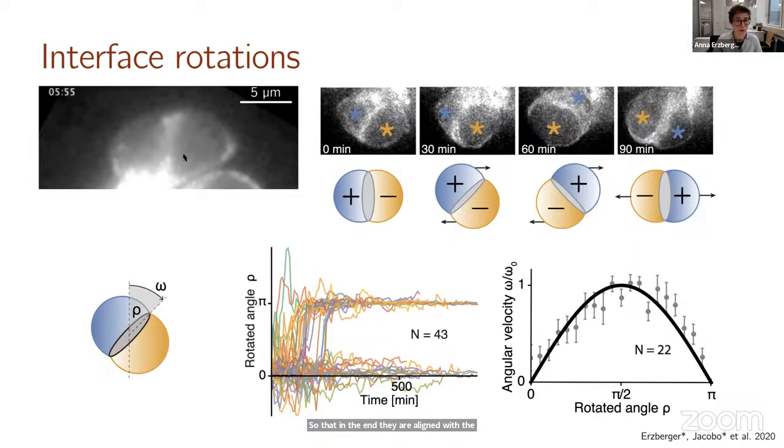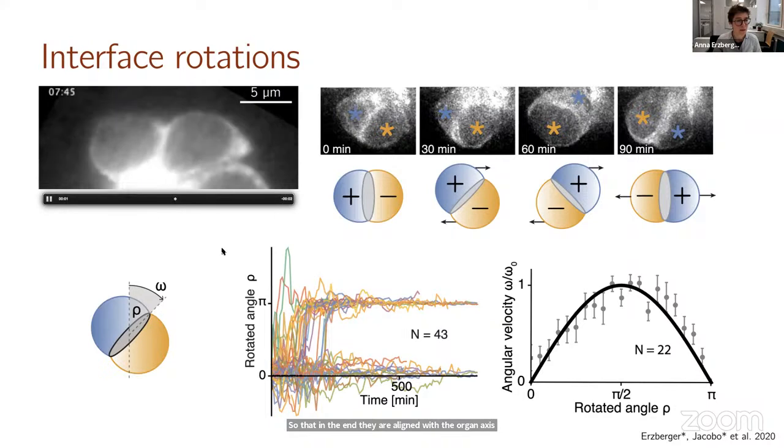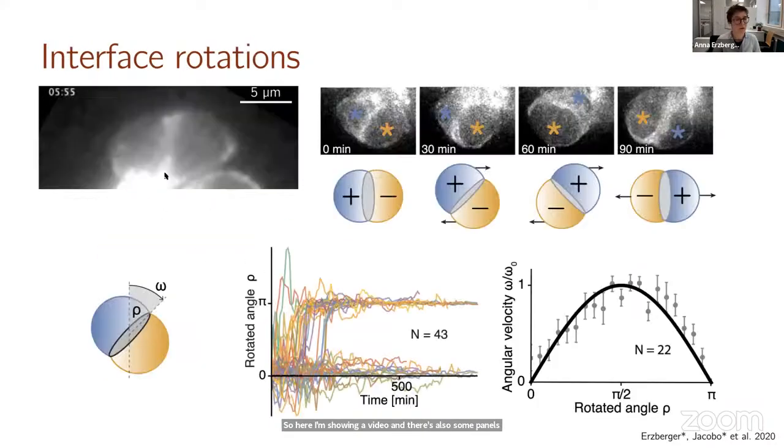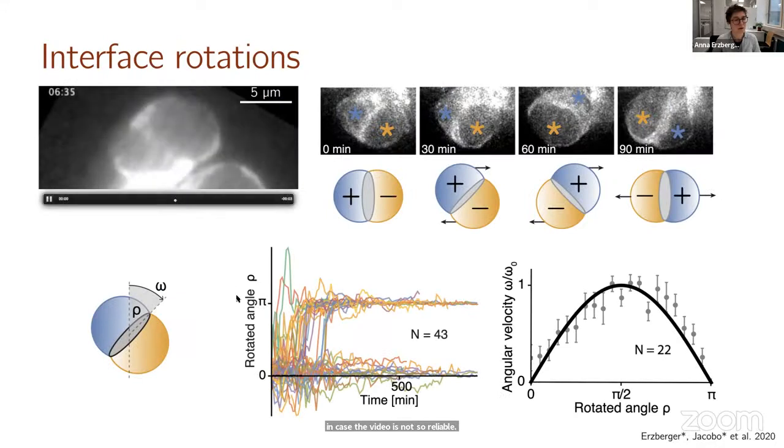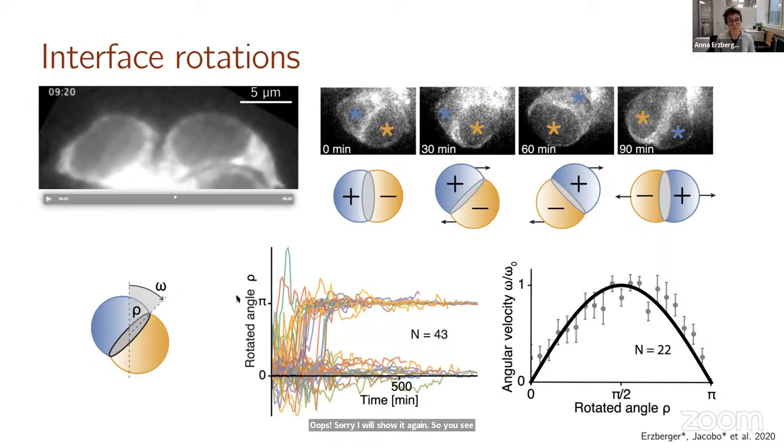So here I'm showing a video, and there's also some panels in case the video is not so reliable. Whoops, sorry, I will show it again. So you see the interface rotate at the center, and Adrian did a lot of live imaging of these doublets and recovering what we thought initially, that the signaling interaction was unbiased and produced 50-50 of each configuration.